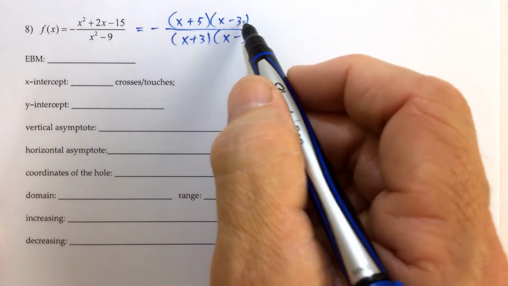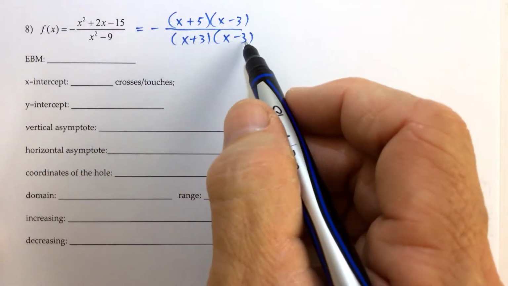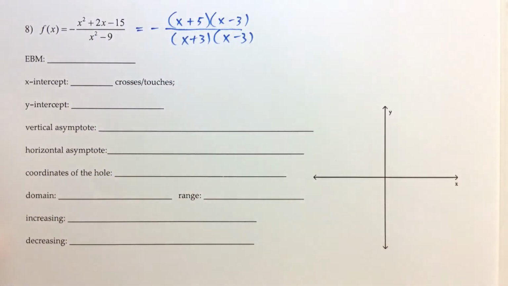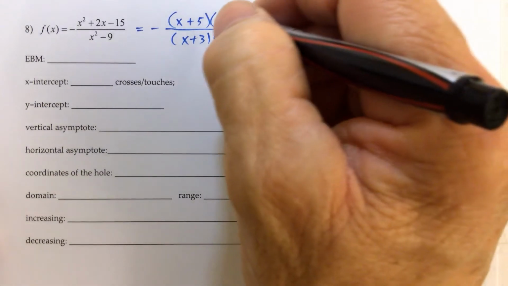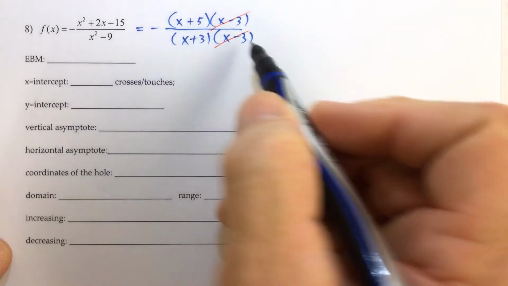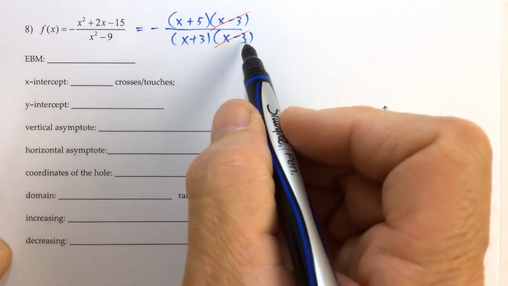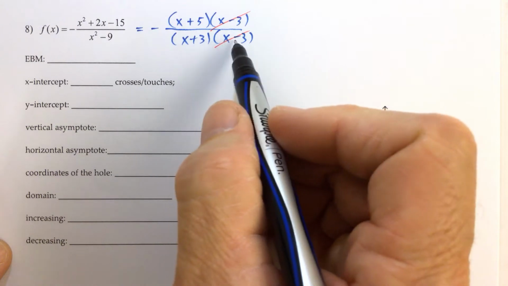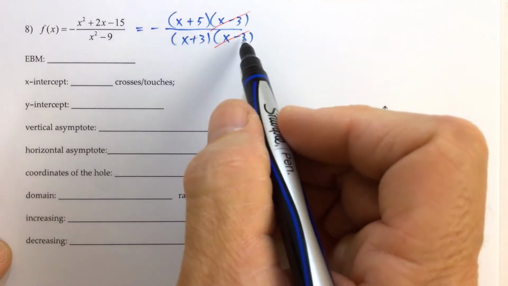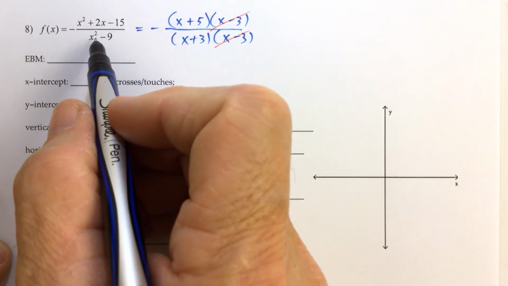X squared minus 3x plus 5x minus 15, good. X squared minus 9, good. Okay, so we got that, and we want to notice here we can cancel those factors. But before we do that, we want to identify the domain of the function, because we're going to reduce this fraction and we're going to lose a factor, but we don't want to forget that we're not allowed to plug in 3 into this function, because 3 causes the denominator to be 0, and we're not allowed to use that.